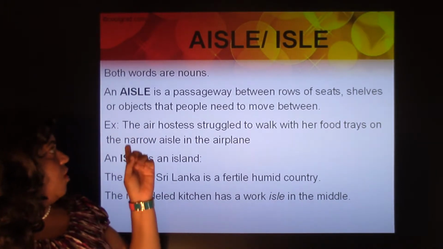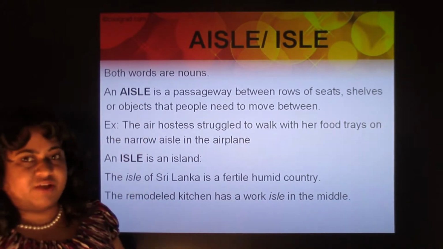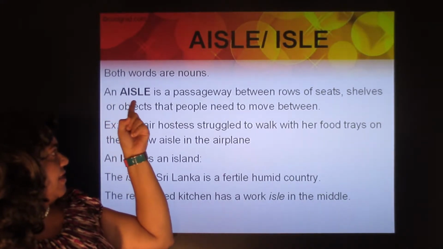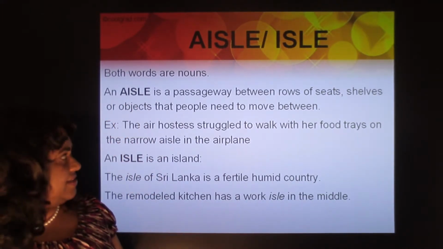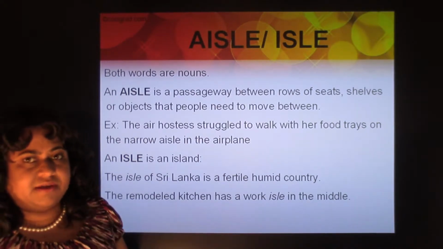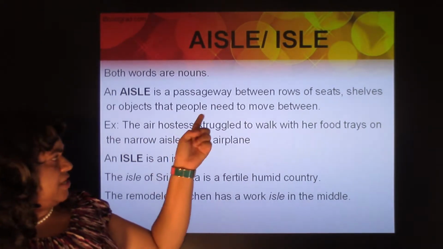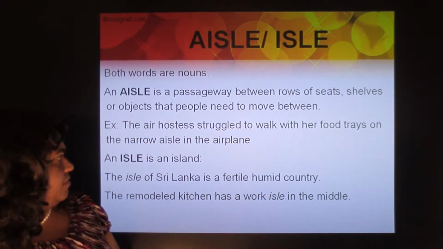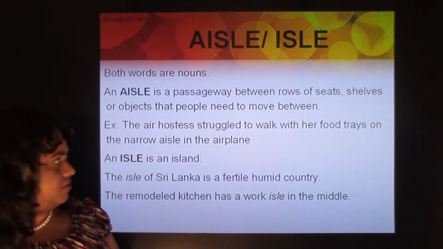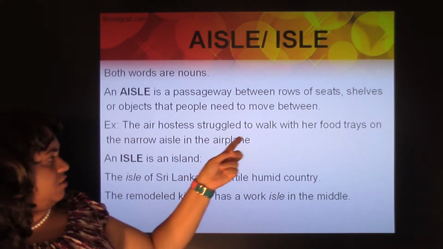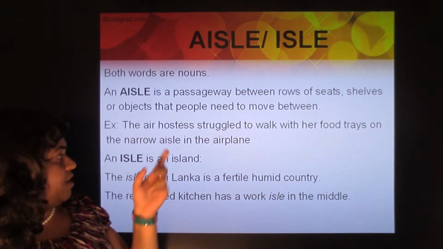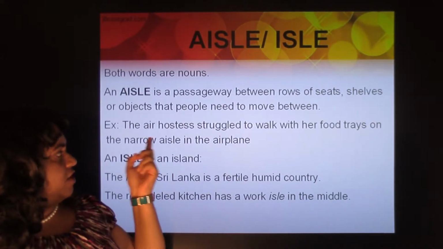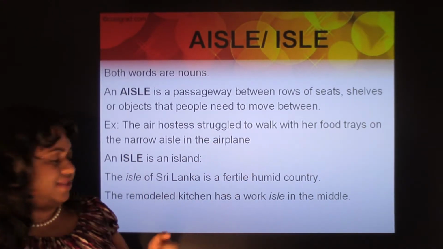Aisle and isle. Both words are nouns and they're both pronounced the same way. Aisle, A-I-S-L-E, is a passageway, like in an aeroplane or a train, a passageway between rows of seats, shelves or objects that people need to move in between. The air hostess struggled to walk with her food trays on a narrow aisle in the airplane.